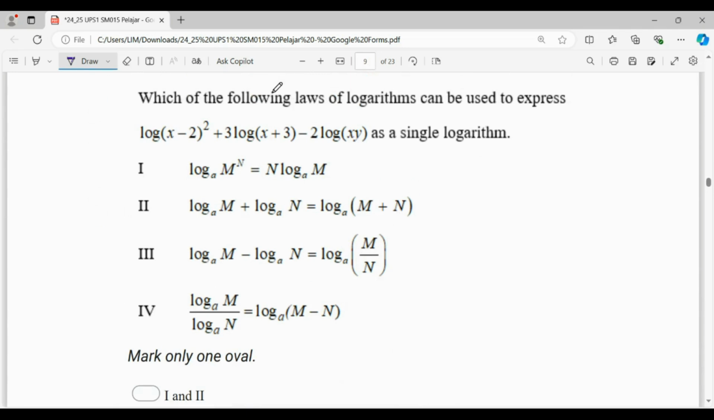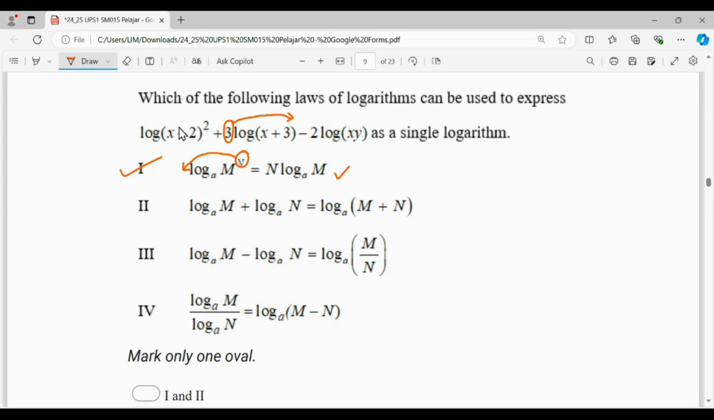Then which of the following laws of the logarithm can be used to express this log expression as a single logarithm? First of all, we can see this log has a coefficient here, so we can move it up. When we move it up, it fulfills this law: any item that is in power can be moved to the front as a coefficient, and at the same time, it can move up to be a power. So this is the property that we are also going to use.